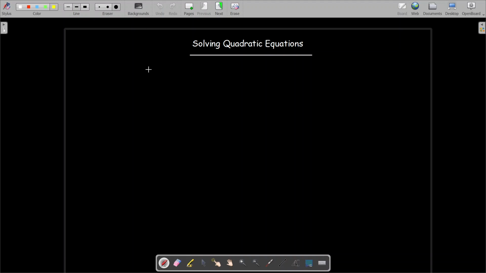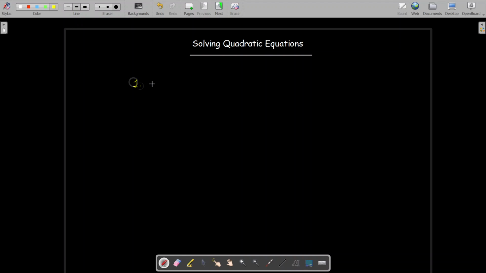Solving quadratic equations. As I mentioned in the previous video, there are 4 methods to solve a quadratic equation. The first one we have already seen is the graphical method. Don't worry if you don't know how to plot the graph of a quadratic equation. You will learn that in the upcoming videos. Apart from the graphical method, there are 3 other methods.